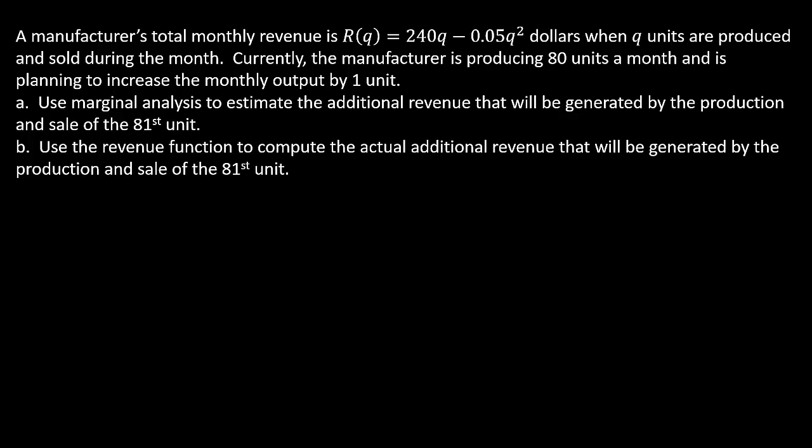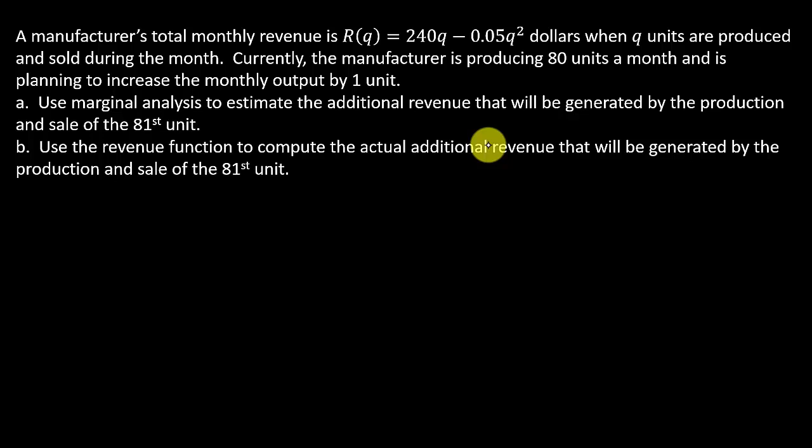All right, let's look at this next one here. It says a manufacturer's total monthly revenue is R of Q is equal to 240Q minus 0.05 Q squared dollars when Q units are produced and sold during the month. Currently, the manufacturer is producing 80 units a month and is planning to increase the monthly output by 1. Use marginal analysis to estimate the additional revenue that will be generated by the production and sale of the 81st unit, and then use the revenue function to compute the actual additional revenue that will be generated by the production and sale of the 81st unit.